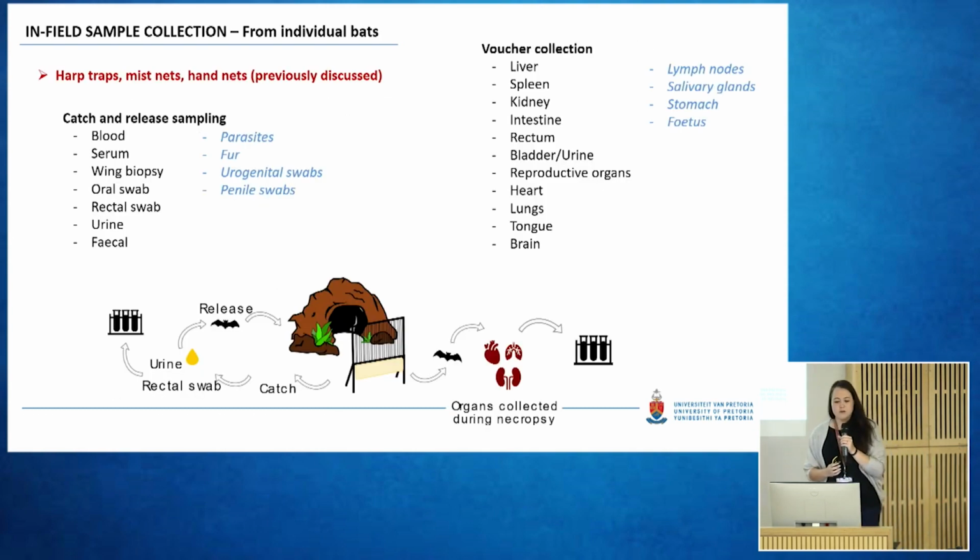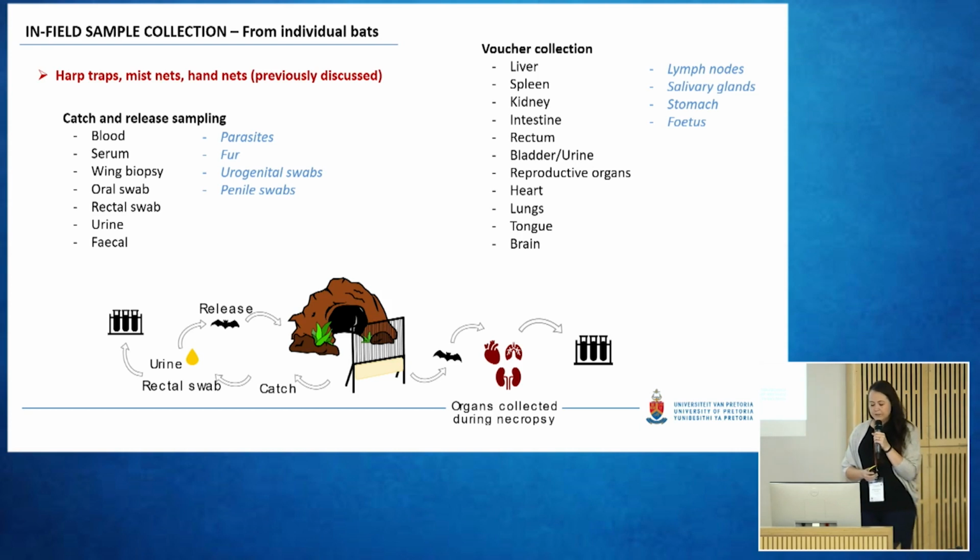Okay, so to move over to the collection of samples from individual bats. As you've seen in the previous talks, there are various ways in which we would capture these bats before we start sampling. So then we have the catch and release sampling, and then voucher collection, where animals are sacrificed to be able to get different samples.